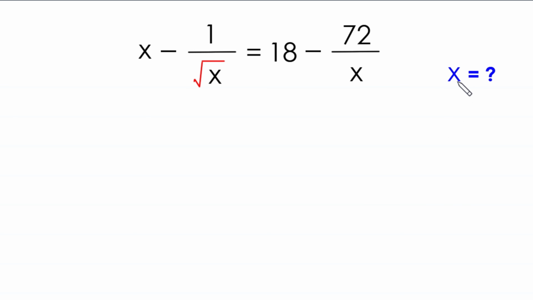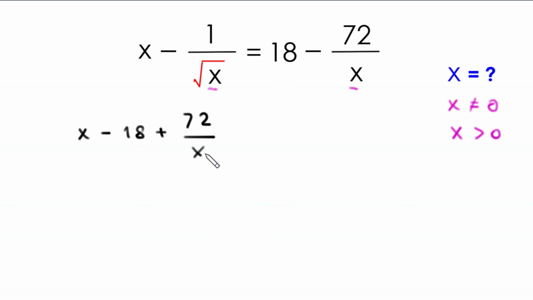So let's start. Since x is in the denominator, x cannot be equal to 0, and since x is under a square root, x must be greater than 0. Now move negative 1 over root x to the right hand side and these two terms to the left hand side. Then this will become x minus 18 plus 72 over x equal to 1 over root x.